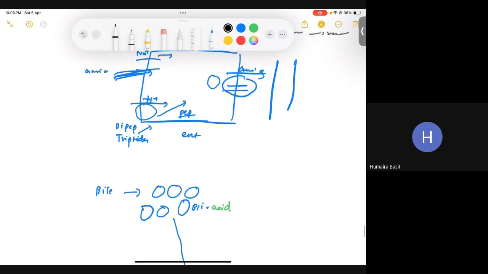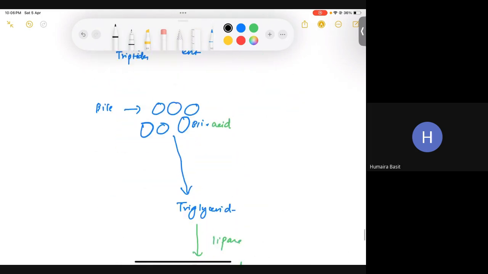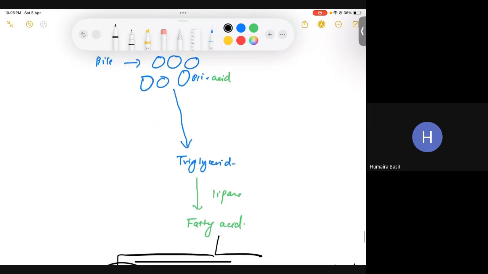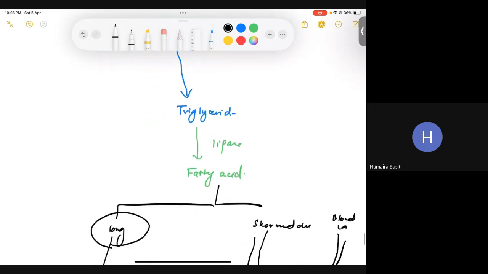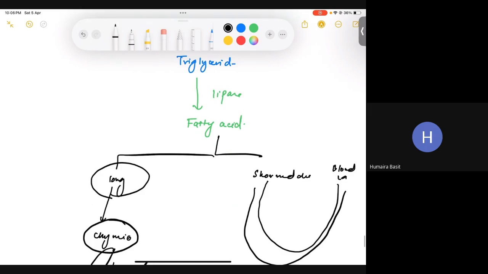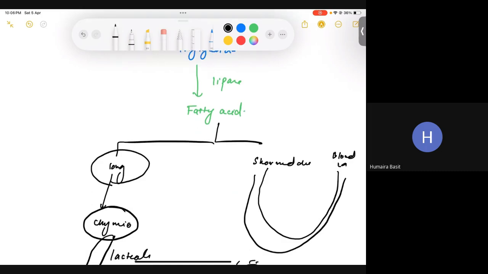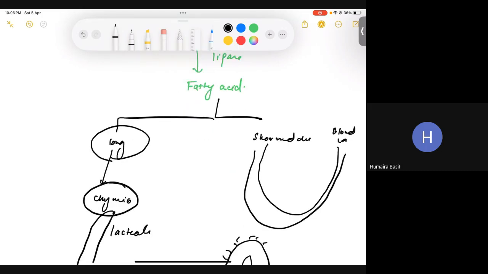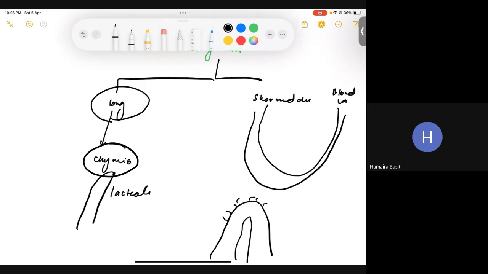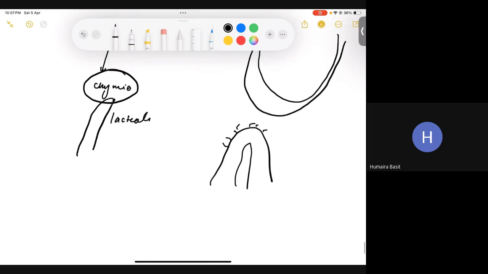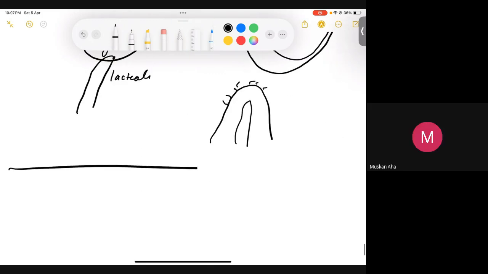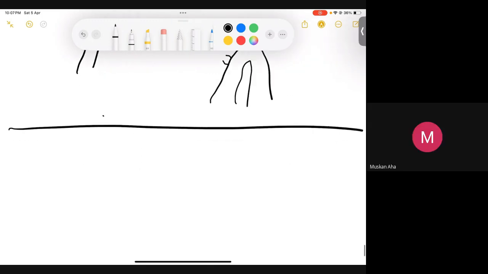Okay, so let me just give you an overview again. We have fat droplets. Bile is going to emulsify that, convert it to triglycerides. Lipase are going to convert triglyceride into fatty acids. Fatty acids can be short, medium chain, or long chain. Short and medium can directly enter your blood. Long chain are going to be transported via chylomicron. Chylomicron will be taken into lacteals, right? Into your lymphatics.